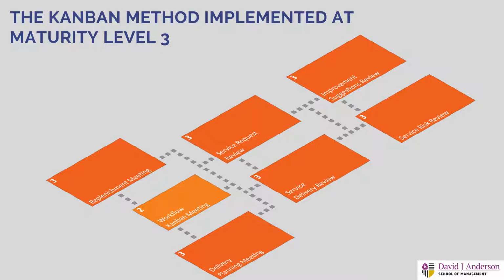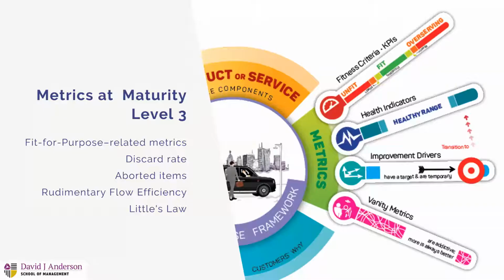Then you had flow review, which is now two separate reviews: service request review for upstream Kanban and service delivery review for downstream Kanban. So you separate flow review into two parts. And then we have workflow Kanban meeting, which doesn't change, replenishment meeting for the whole system, and delivery planning meeting, which is new. Don't be scared. I will make a small disclaimer at the end of talking about the feedback loops.